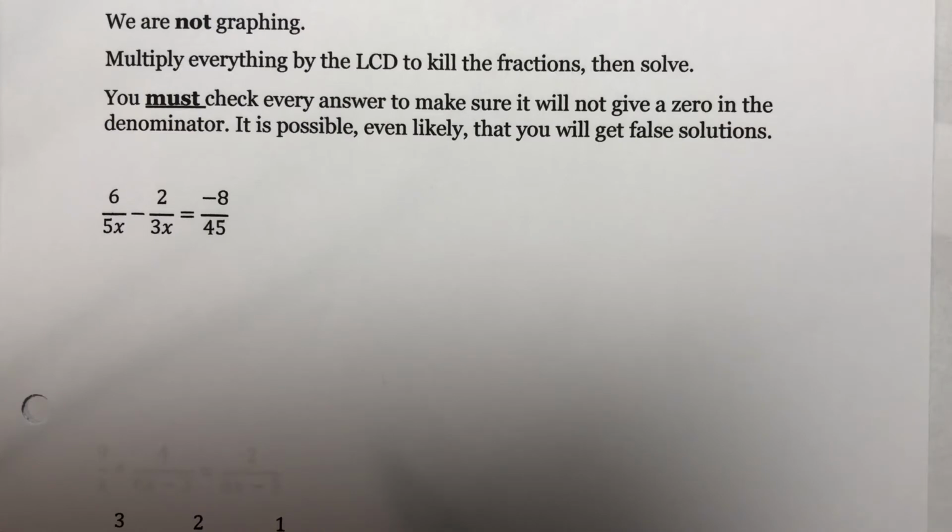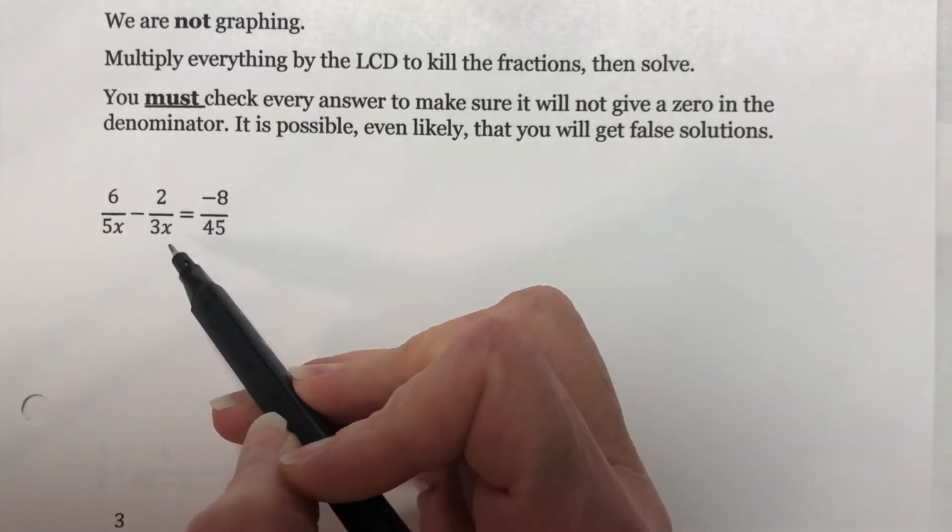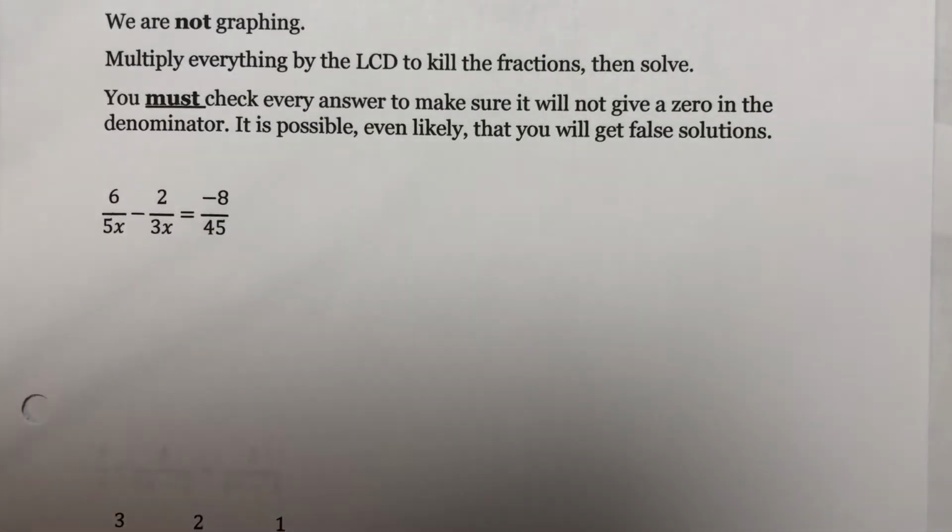The difference is, now that we have variables in the denominator, you may remember from 7.1 where we talked about the domain and finding the numbers that must be excluded. It is possible, even likely, that we will get false solutions through this process. We will have to double check every single potential answer to make sure that it doesn't give us a 0 in the denominator. So we have to do at least a partial check on every one of these problems.